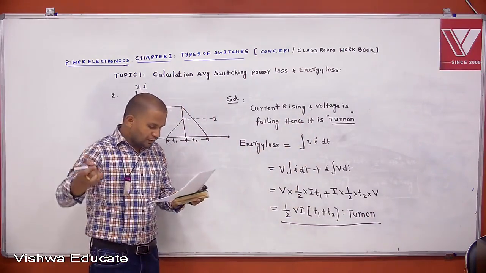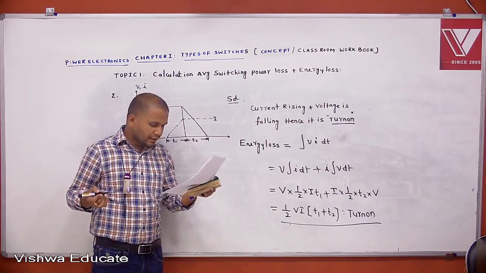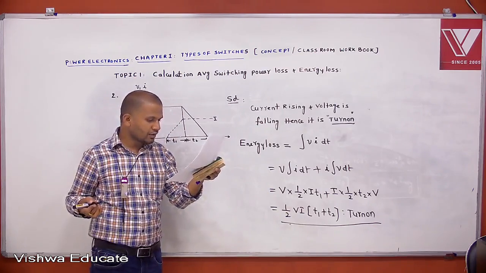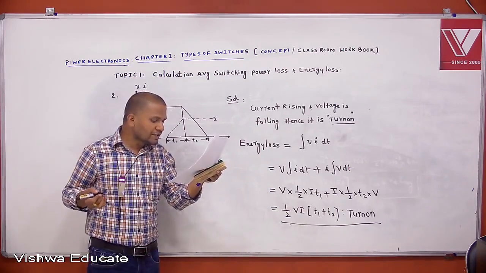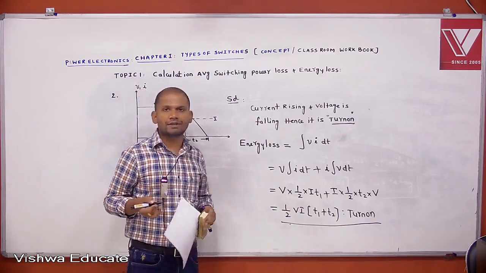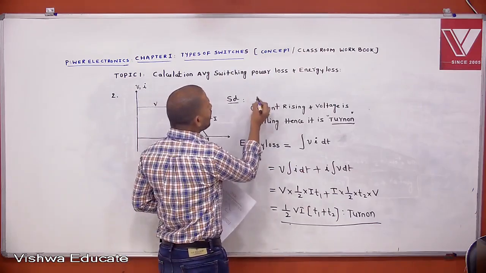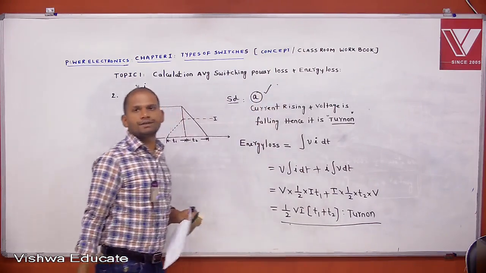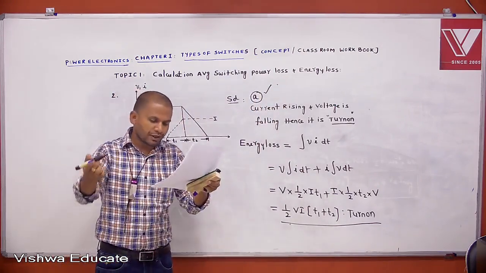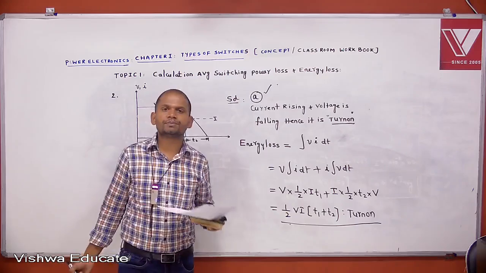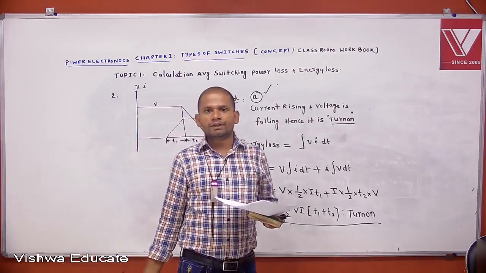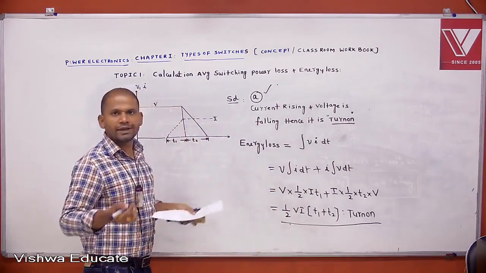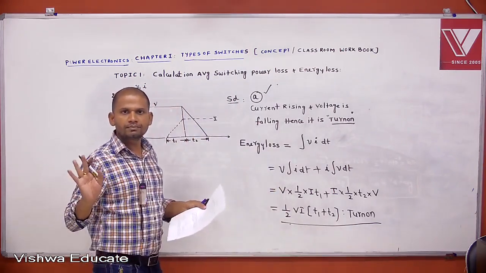In the given question, which option is correct? It is a turn-on transition, with half VI (T1 plus T2). That's why option A is correct. The solution for this problem is option A. Understood? This is the second question in topic 1. Clear? It's okay?